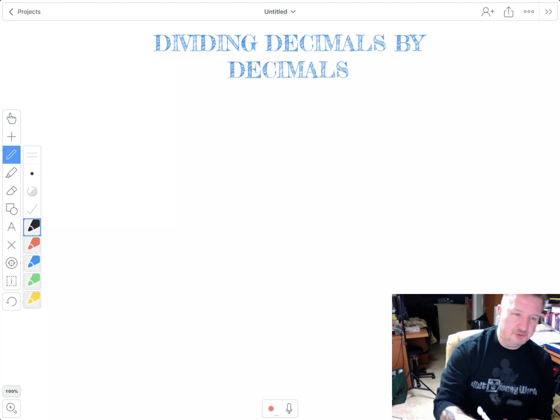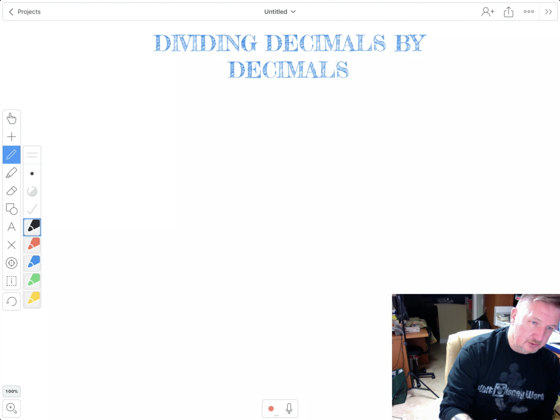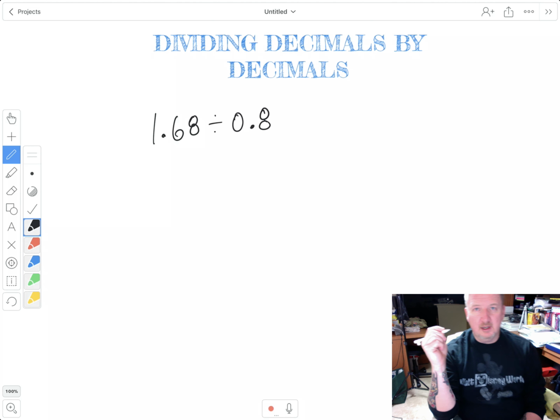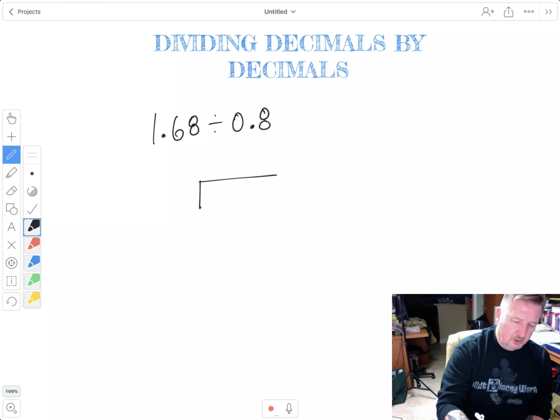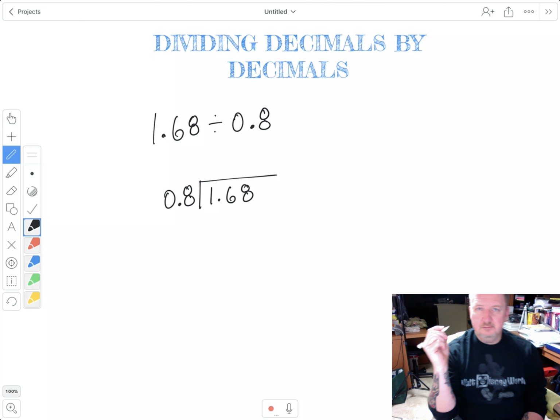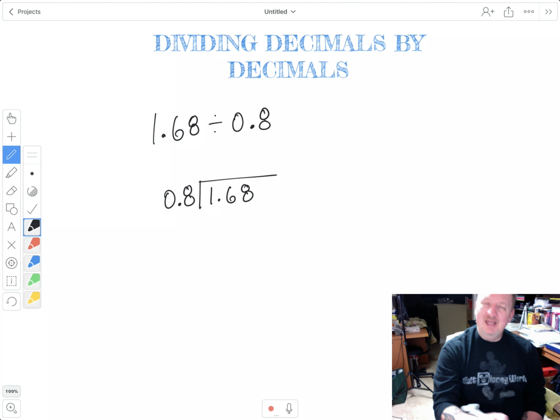I have two examples. First one is 1.68 divided by 0.8. All right, so set it up. First thing you got to do: 1.68 goes inside the house. Next thing you want to do is 0.8. All right. Now, we can't divide by a decimal.